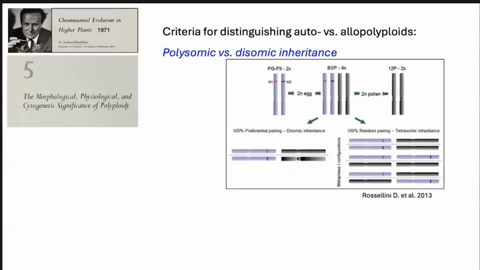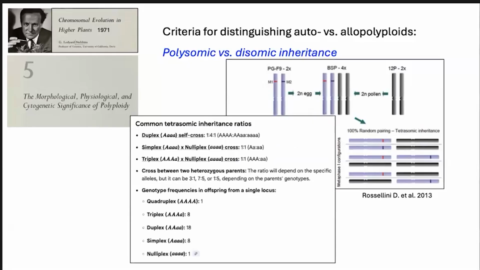All right, so what's a better character? Maybe polysomic versus disomic inheritance. And what that is is whether or not there is preferential pairing, as there is in diploids normally, and you will get pairs of chromosomes and nice maintenance of disomic inheritance, or if there's random pairing among four homologous chromosomes in a strict autopolyploid, you end up with random pairing and segregation ratios that don't look like your typical diploid Mendelian ratios at all. So this is the product of polysomic, or in this case, tetrasomic inheritance.